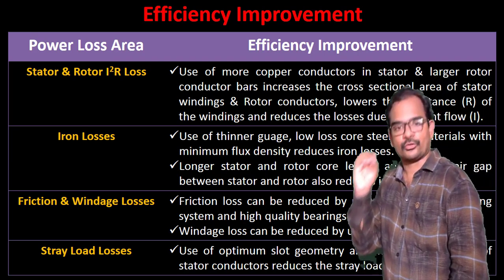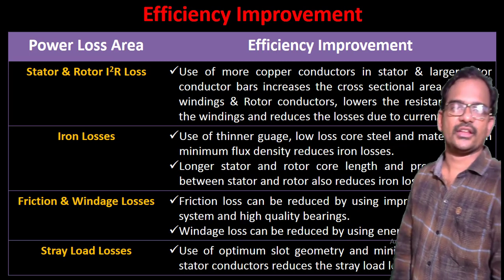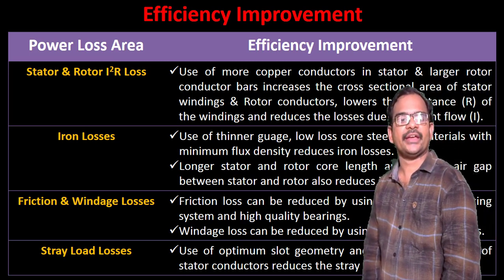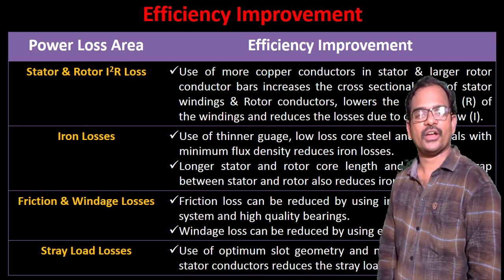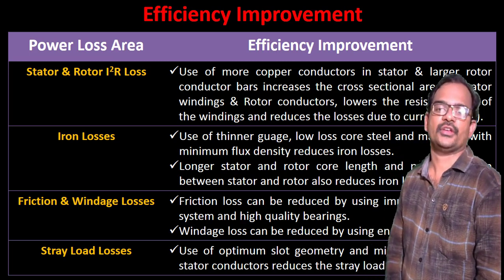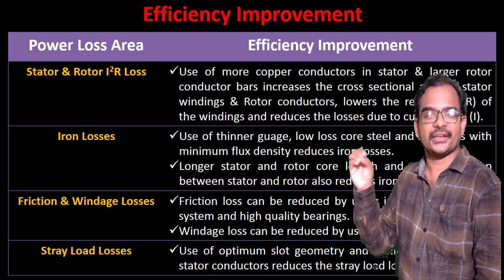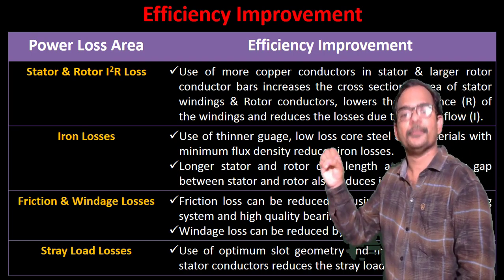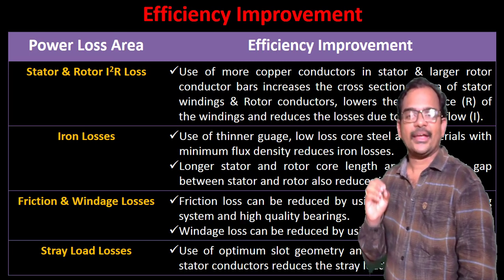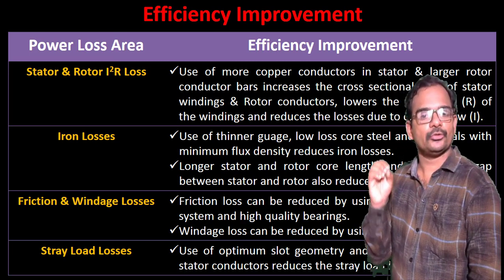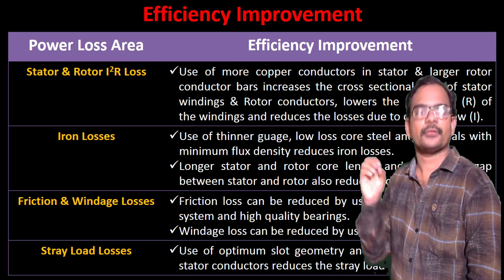And the next significant loss in the electric motor is friction and windage losses, which account to 8 to 10%. So what we have to do in order to reduce these losses? Friction loss can be reduced by using improved lubricating system and high quality bearings. When I go for high quality bearings as well as the improved lubricating system, I am able to reduce the friction losses in the electric motor.